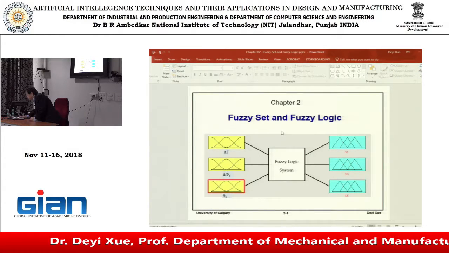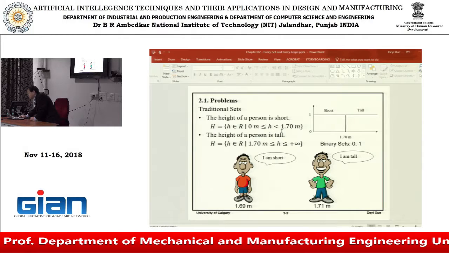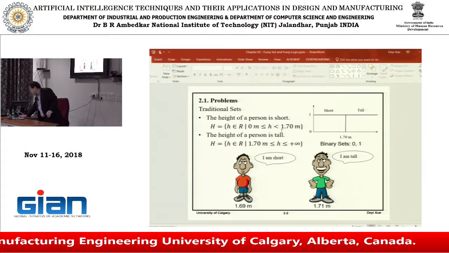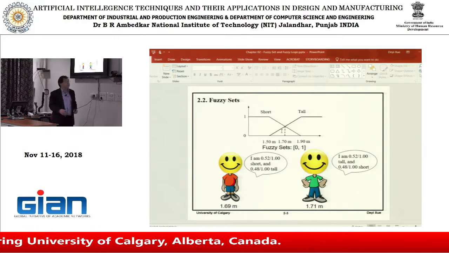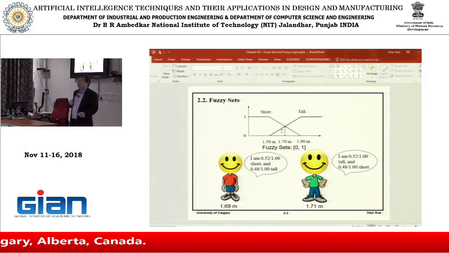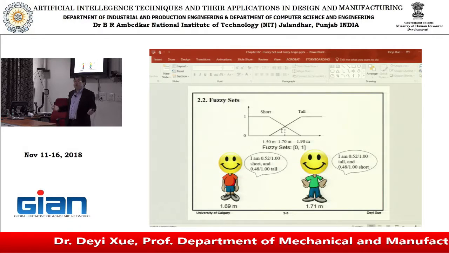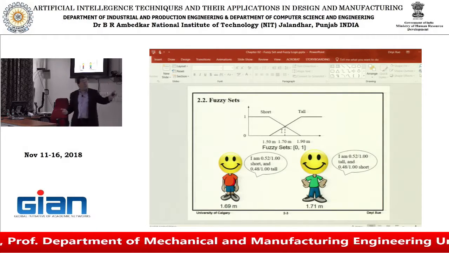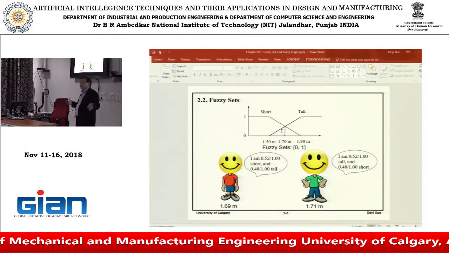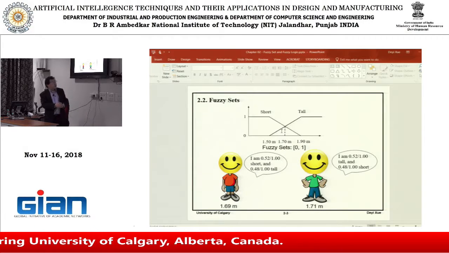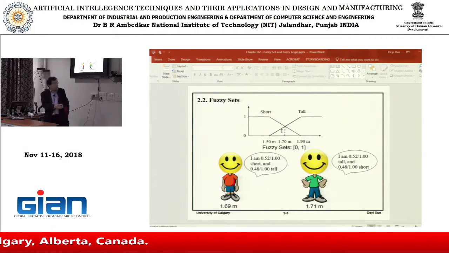Second chapter. For the traditional one, I'm not going to ask questions. Traditional one. Fuzzy. Fuzzy set. Fuzzy sets are still sets, right? So I may ask you, what is a fuzzy set? Can you give me one example? Tall, short, very good, the less important, and also membership function.